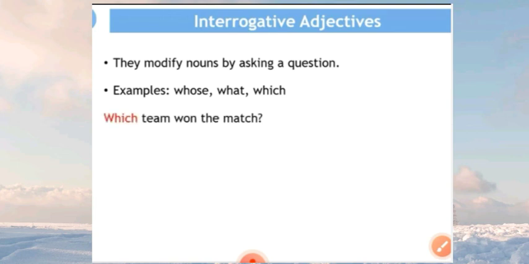Which team won the match? Now here, team is a noun and which is an interrogative adjective in this context because it is asking a question and hence it is modifying or describing the noun team. Another example would be, what ingredients are in this dish? Now here, ingredients is my noun and what is an interrogative adjective that is modifying the noun ingredients by asking a question.